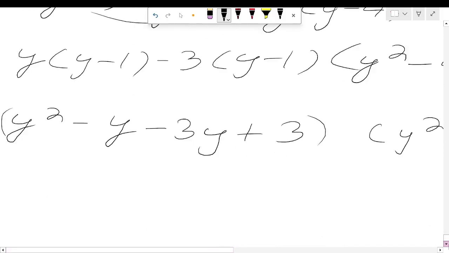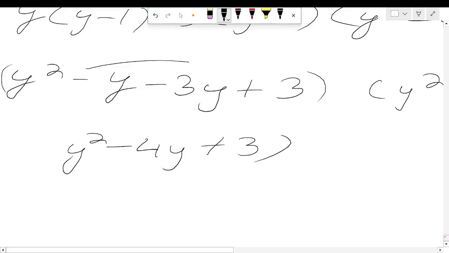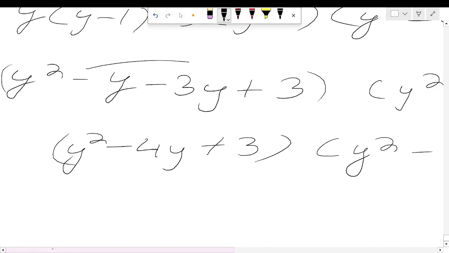Okay, now we need to simplify this much further. We have negative y being subtracted from negative 3y. So what will this produce? It will produce negative 4y, and then we have y square and then positive 3. So this is our first term, and this is our second term, which is y square minus 4y, and then 2 is placed outside.